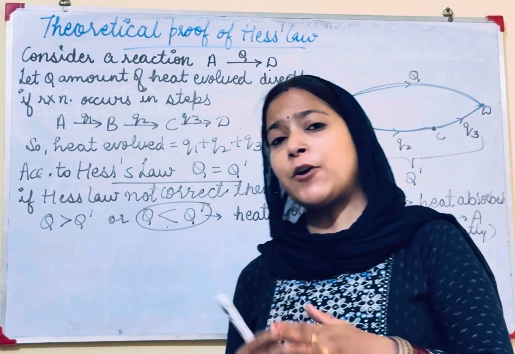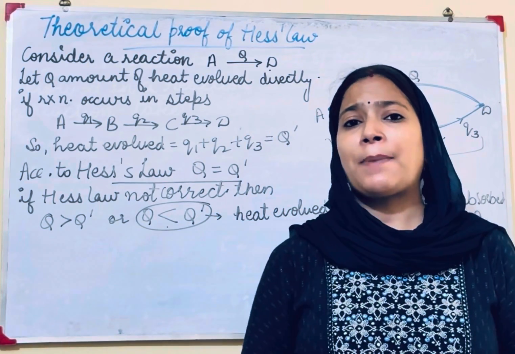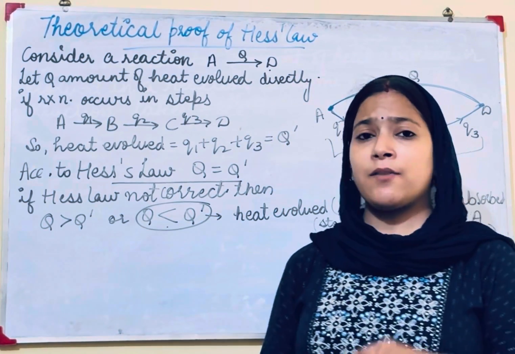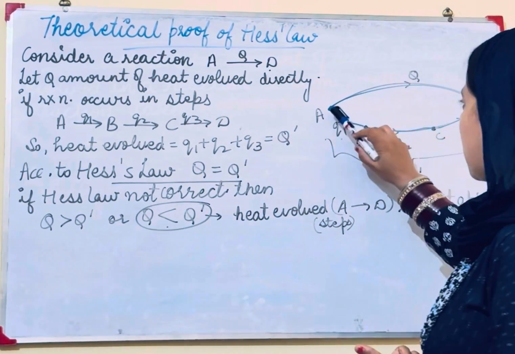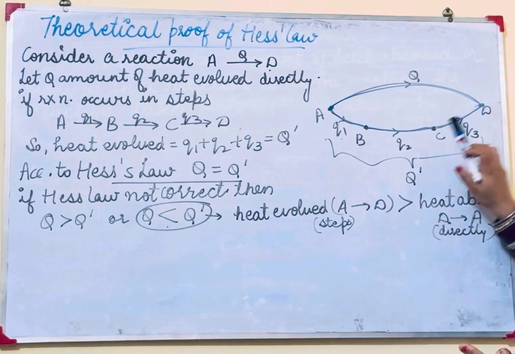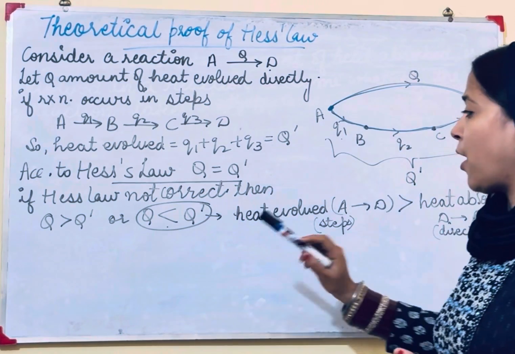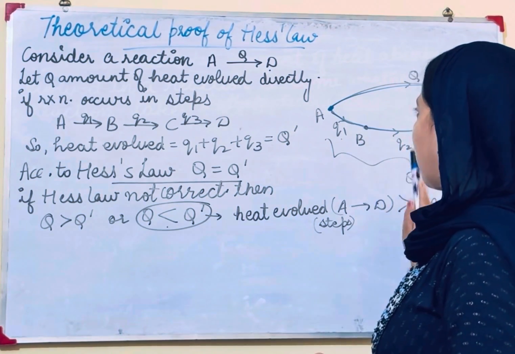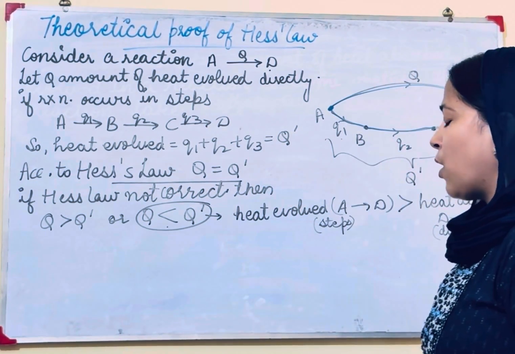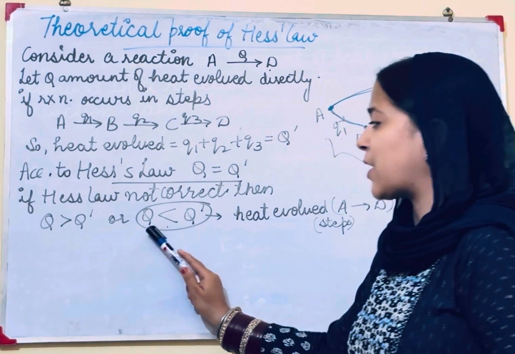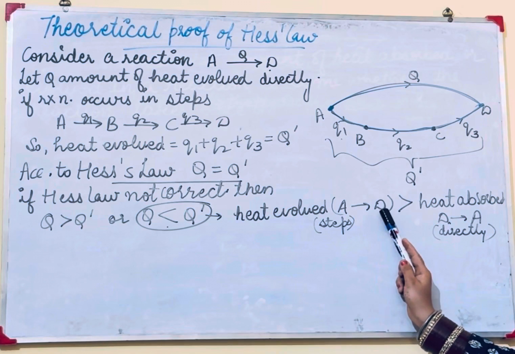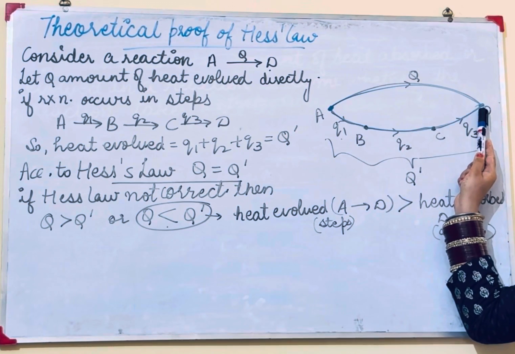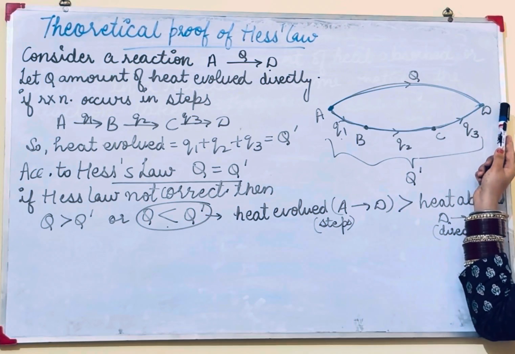But if Hess law is not applied here, then there will be two situations. Either Q is greater than Q dash, meaning this much heat is greater than this heat, or this much heat is greater than this heat. Now if we consider Q dash is greater than Q, this means the heat evolved from A to D steps during the A to D formation.